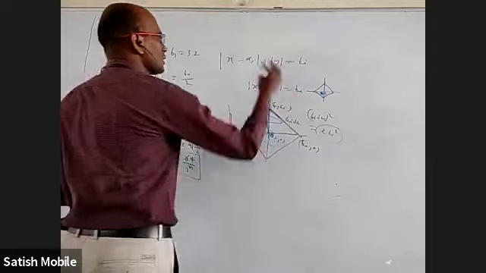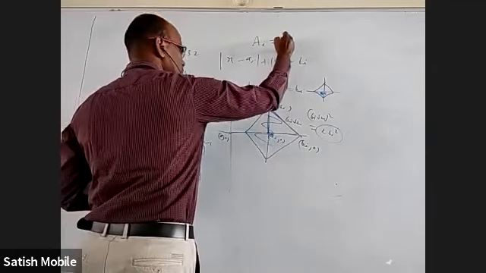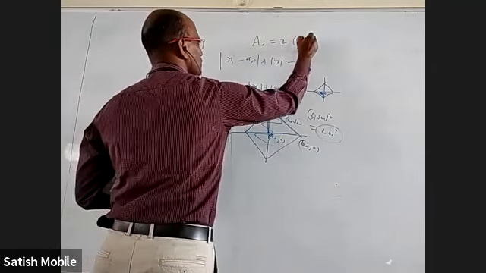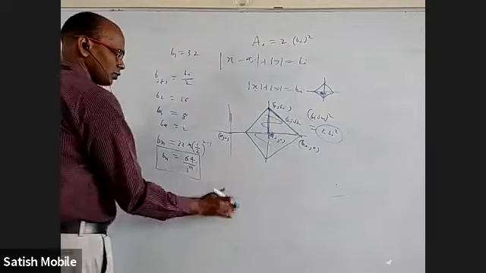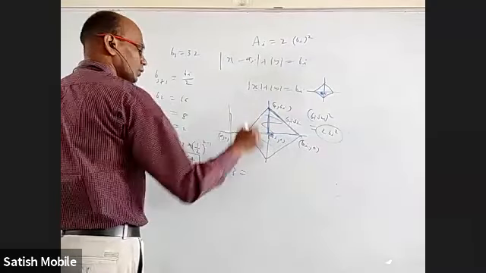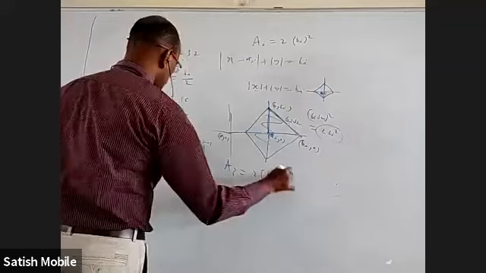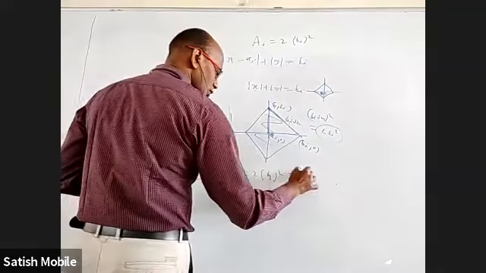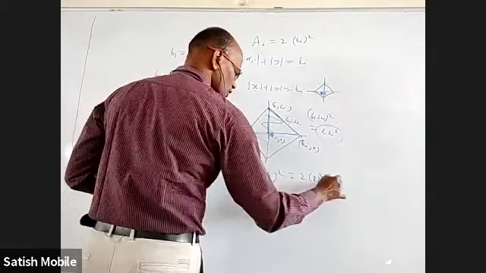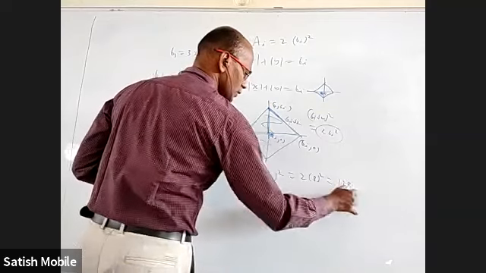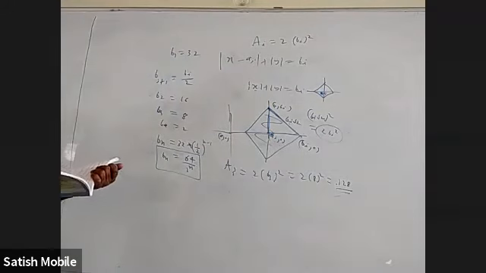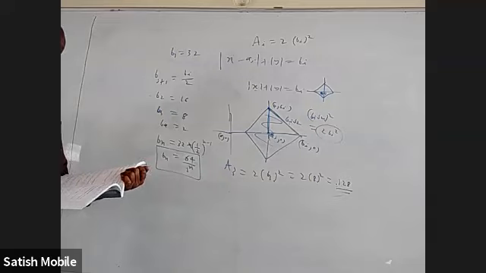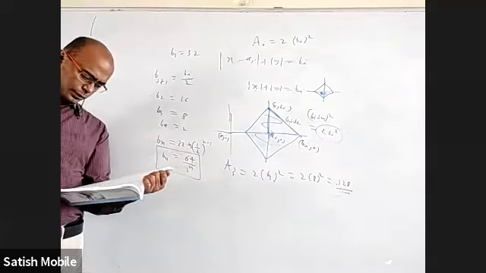So what we got here is a_i is 2 times b_i whole square. So if you want A3, 2 into b3 whole square. And what is b3? 8. 2 into 8 whole square, 64 into 2 is 128. Okay. So among options A and B, A is right.